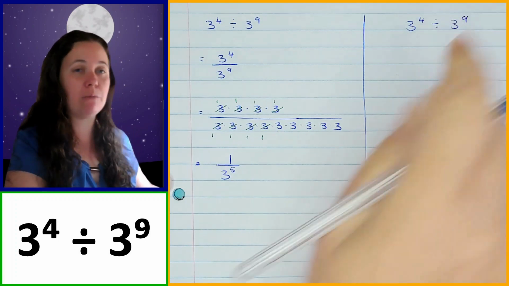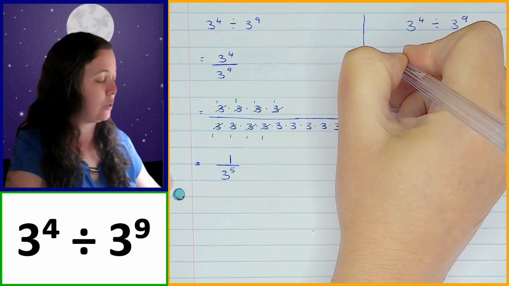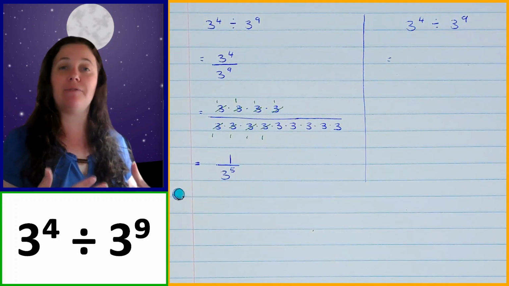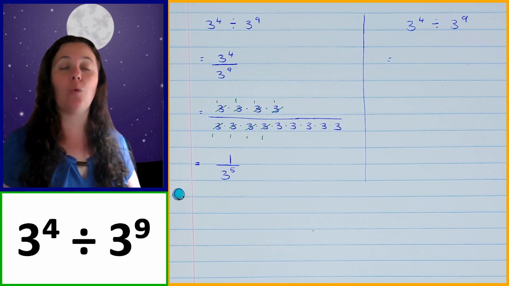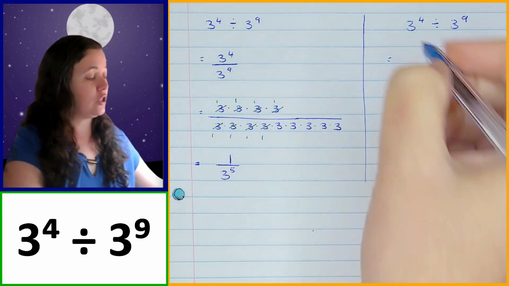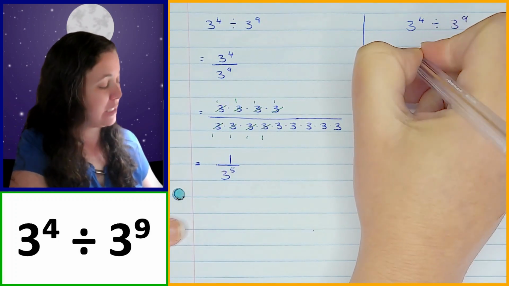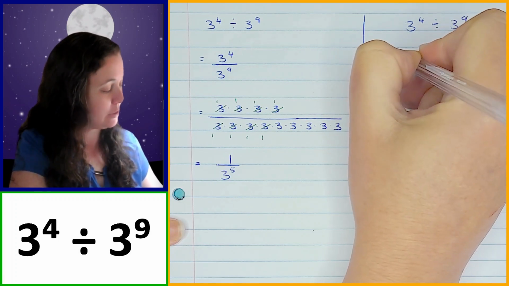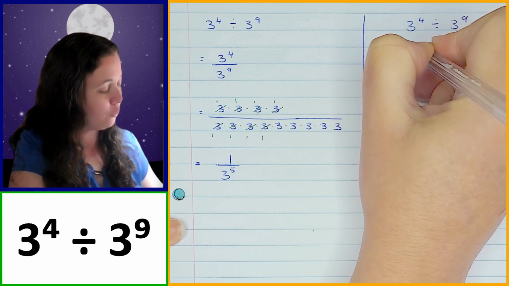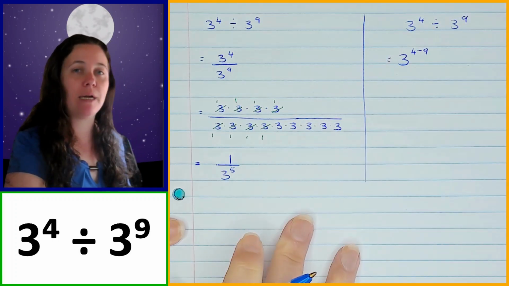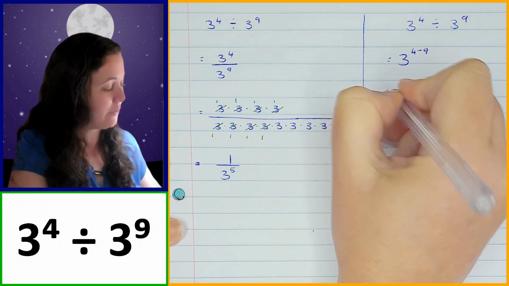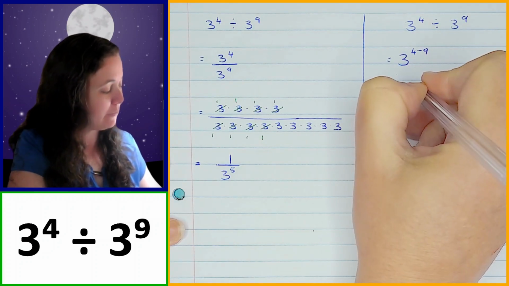the laws of exponents. Now the laws of exponents say that when we are dividing things that have the same base, powers with the same base, we subtract their exponents. So based on the laws of exponents, I should be able to say that 3 to the power of 4 divided by 3 to the power of 9 is the same as 3 to the power of 4 minus 9. Okay, now what do we get when we subtract 9 from 4? We get negative 5. So that is the same as 3 to the power of negative 5.